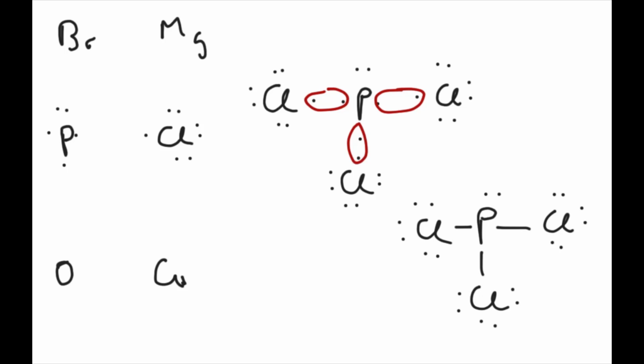So the name of this we would come up with is, this is a phosphorus molecule with 3 chlorines. It's the more electronegative atom, so it would be chloride, and there's 3 of them, trichloride, so phosphorus trichloride.